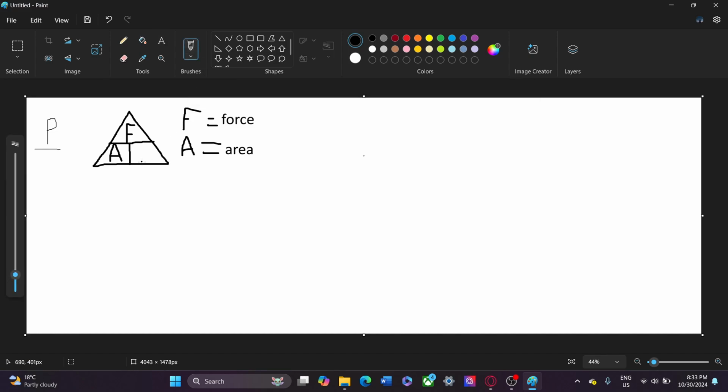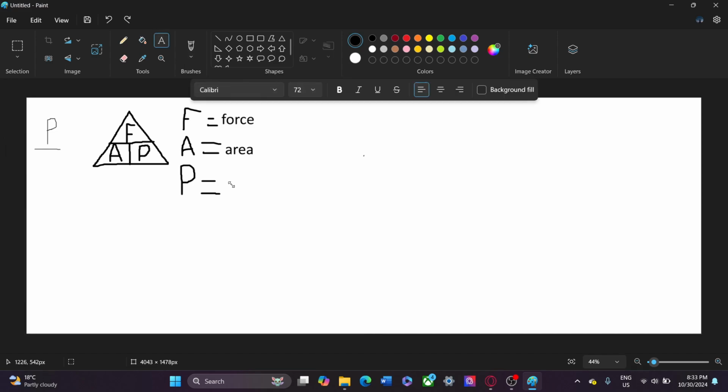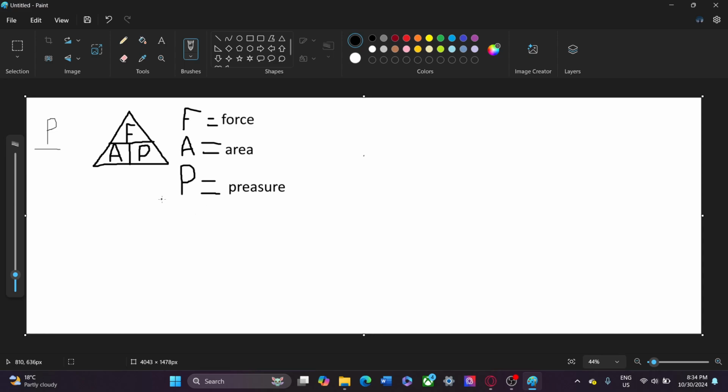And now, our last one, P. P, as you know, stands for hydraulic pressure, or just pressure. I don't know if that's spelled right. I'm going to be honest with you, don't mind my spelling. Anyway, this is all we're going to need to calculate our hydraulic pressure, which is just pressure.